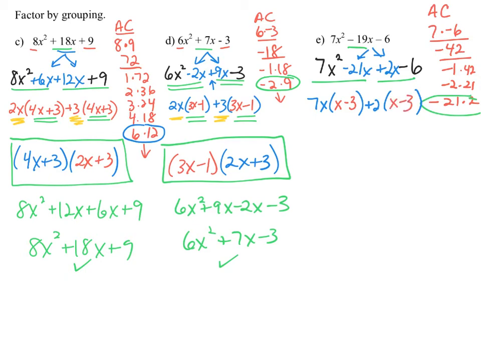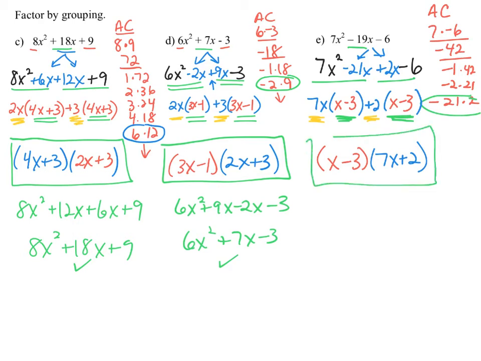So notice the common factor of x minus 3, and the other factor would be 7x plus 2. This is what the two larger groups had, that common factor of x minus 3, and what was left over, the 7x plus 2, is the other factor. So you can check your work by using the FOIL process. The first is 7x squared, the outer is plus 2x, the inner is minus 21x, and the last is minus 6. By combining the middle terms, we get 7x squared minus 19x minus 6.